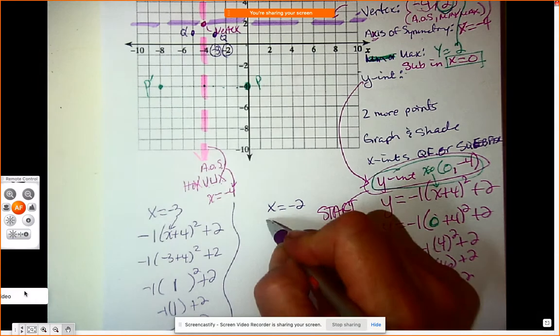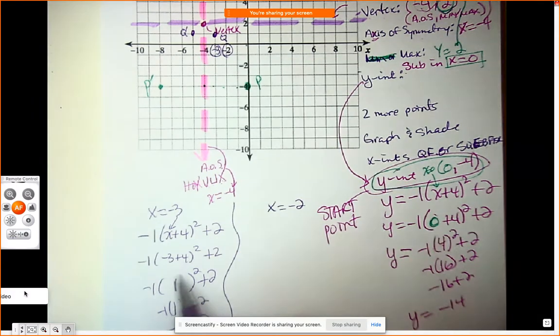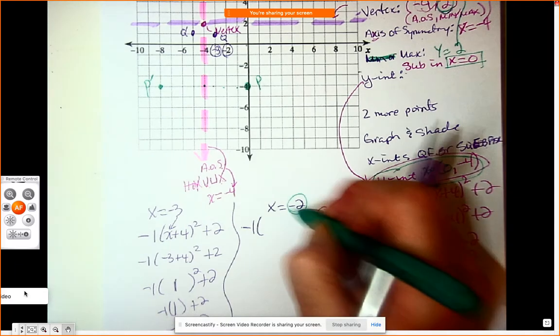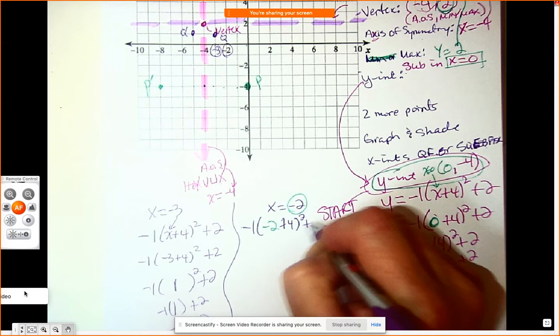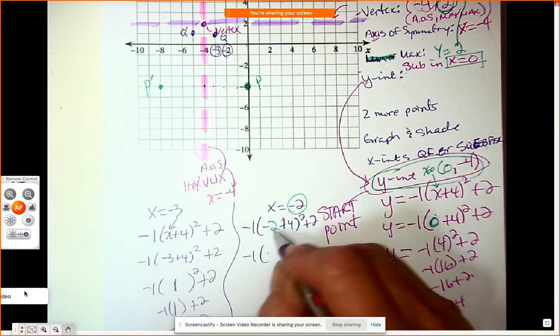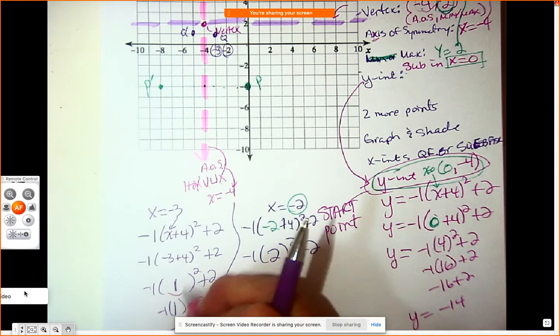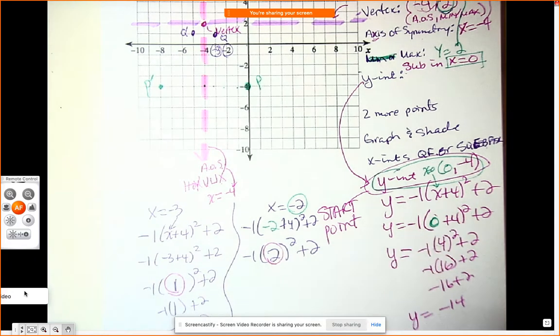Now I'm going to stick in a -2. And I'm telling you, I'm 2 away from the axis of symmetry. I'm thinking I'm going to end up with the 2 in here. But let's see what happens. Substituting for x is -2. -2 plus 4 is 2. Ooh, my prediction happened. When we're 1 unit away from the axis of symmetry, I got a 1 in here. When we're 2 units away, I got a 2.